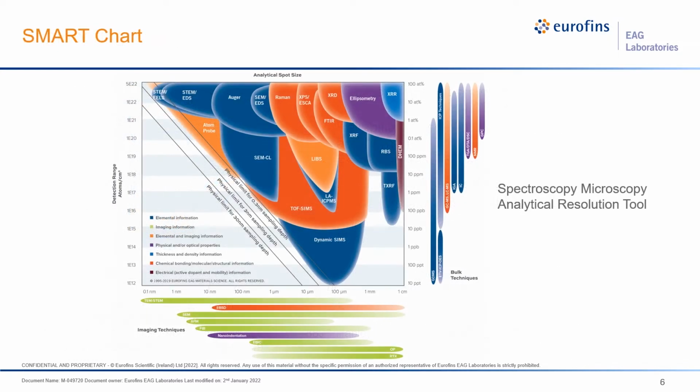So this is a smart chart, and Circuit Edit FIB isn't actually on the smart chart, but this is one of the famous charts that EAG came up with that we can use for our other techniques, where we can quickly look and see if the detection limits and the sample sizing are appropriate for your needs. This is something that's up on our website. It's a very handy little tool.